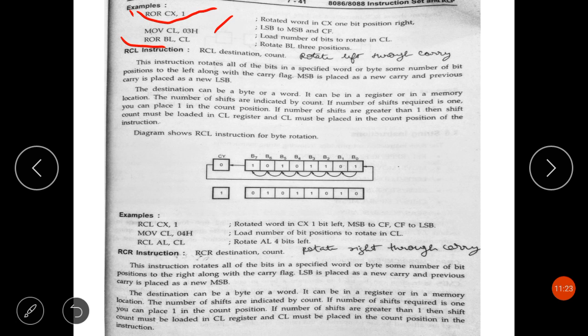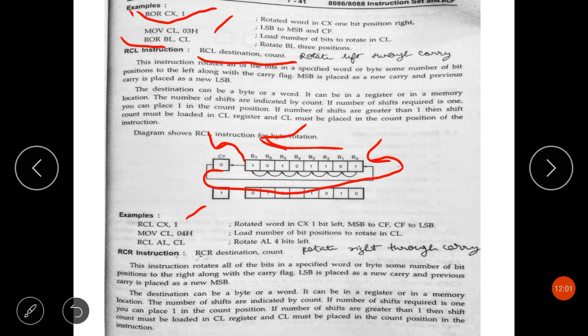Next instruction is the RCL instruction. The format for writing this instruction is RCL destination, count. It is rotate left through carry. This instruction will rotate the content of the destination towards the left bit by bit, and the MSB will get stored in the carry flag, and the carry flag's content will get stored in the LSB. If the number of rotations we need is 1, we can directly mention 1 here. For example, RCL CX, 1.